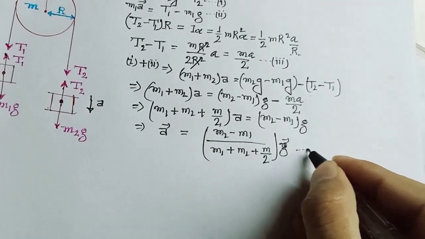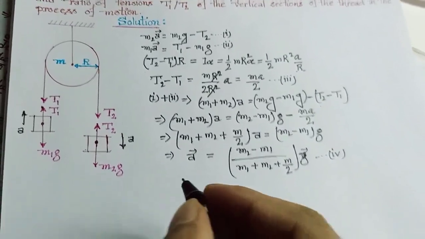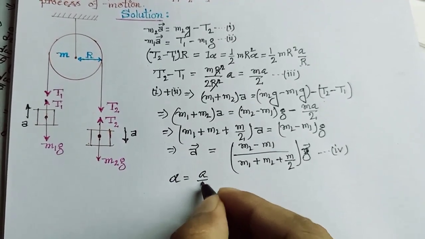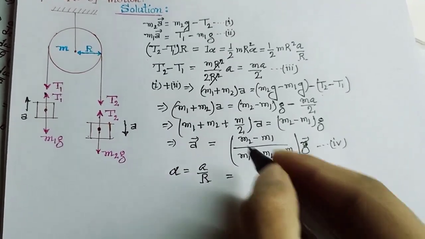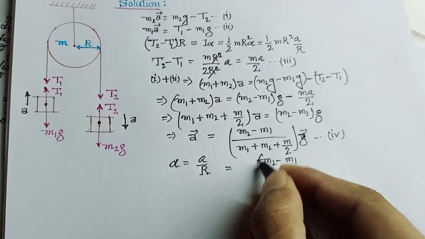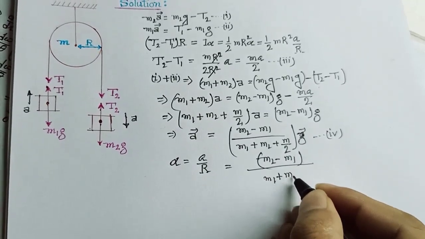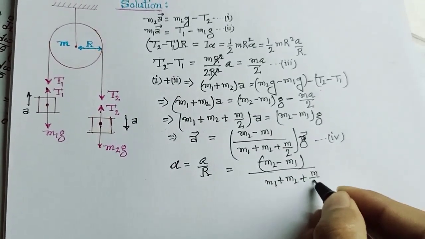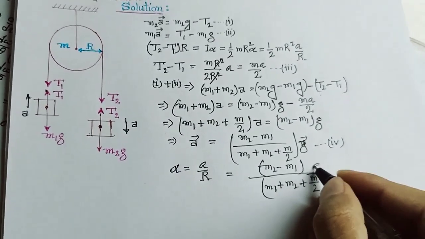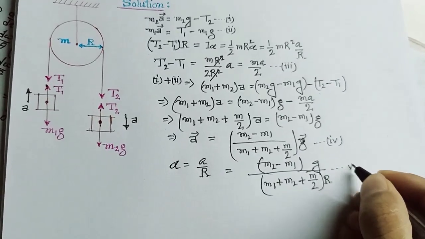Now if we want to find the angular acceleration, then our angular acceleration alpha will be a divided by R. So the value of our angular acceleration will be (m2 - m1) divided by (m1 + m2 + m/2), divided by R, into g. So this is our value of angular acceleration. This is our equation number 5.